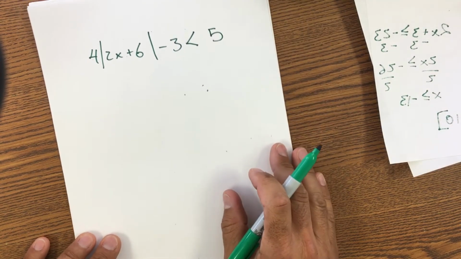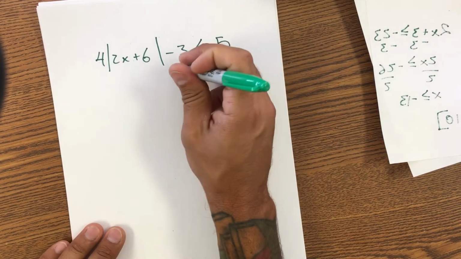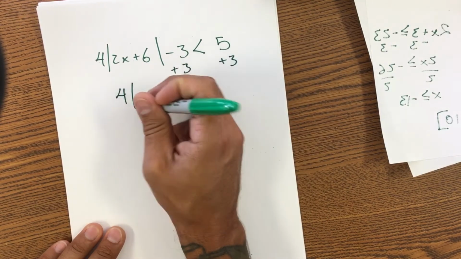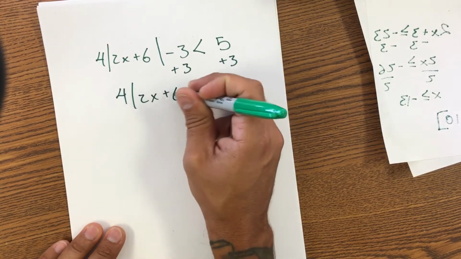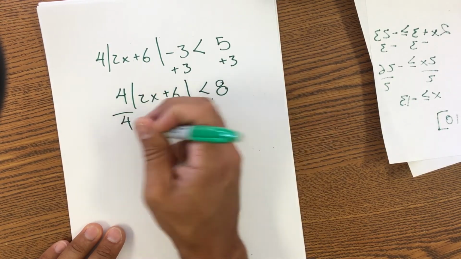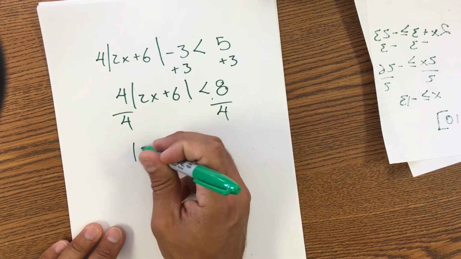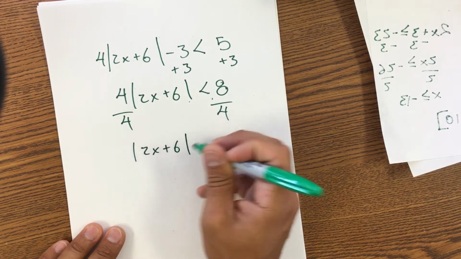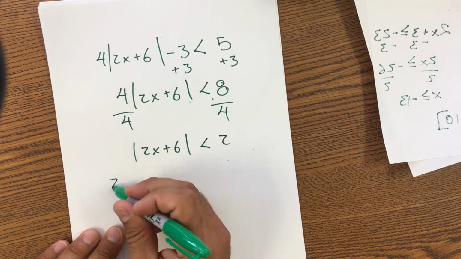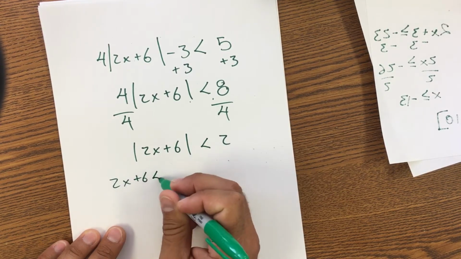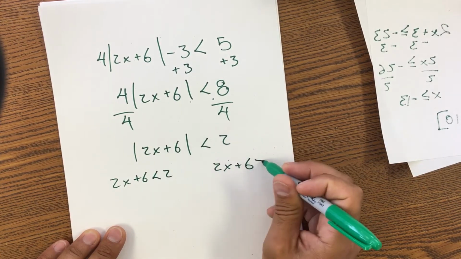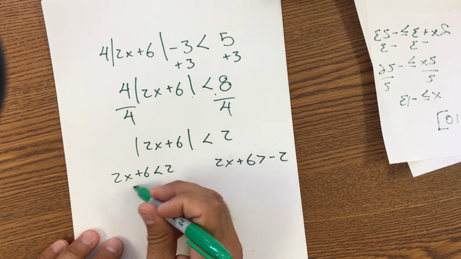All right, so first step, get the absolute value alone. So I'm going to add the 3. Then I'm going to divide by 4. So now it's alone. So now I can make it a positive 1. Flip this around and make it a negative 1.